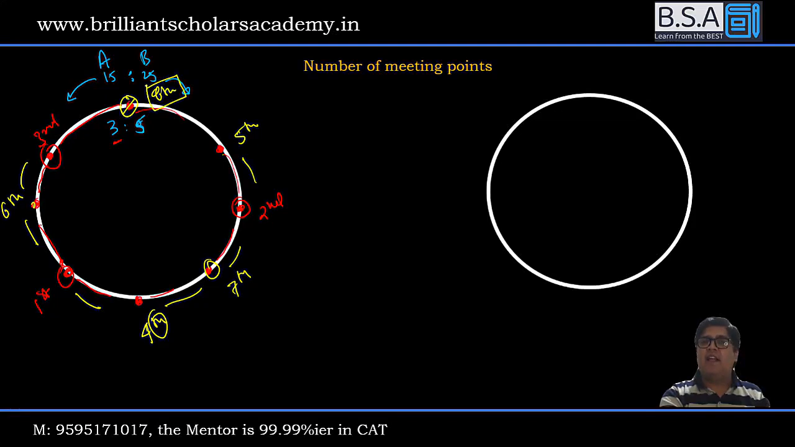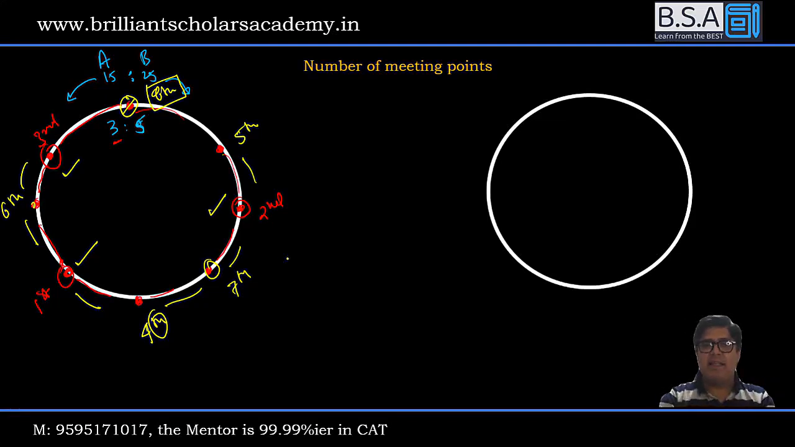If this is 8th point, when you want the 9th one, it will be here. When you want the 10th one, it will be here. When you want the 11th one, it will be here. So you can find any meeting point now. You can find 100th meeting point. You can find 1000th meeting point in this manner.